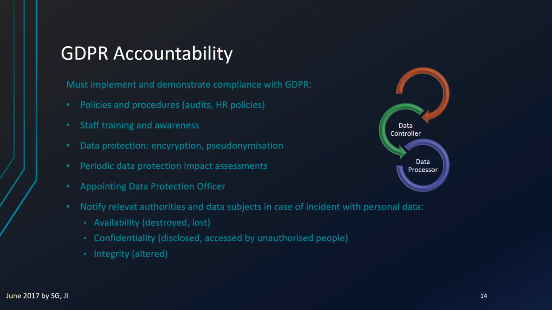GDPR accountability falls on the data controller and the data processor. They must implement and demonstrate compliance by having policies and procedures, staff training and awareness, data protection impact assessments, and an appointed data protection officer in place. They must also notify the relevant authorities if there is any incident with the availability, confidentiality, or integrity of data.